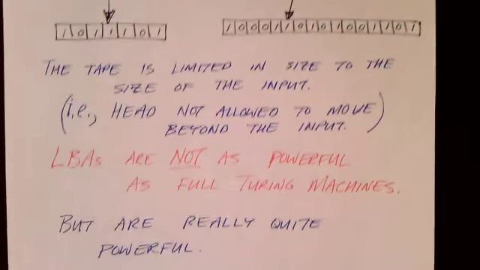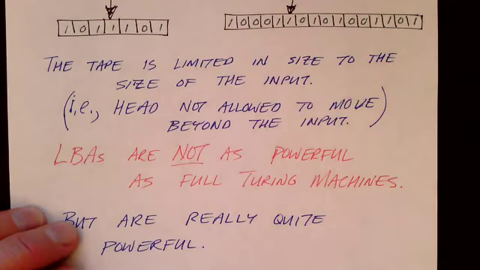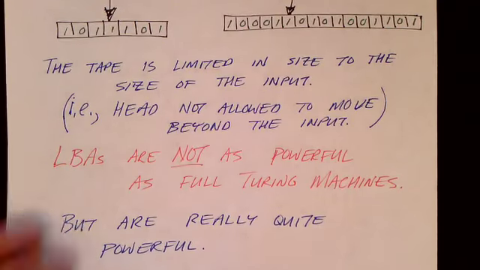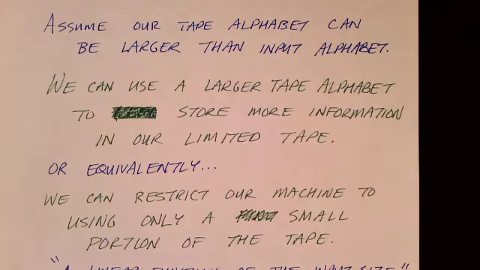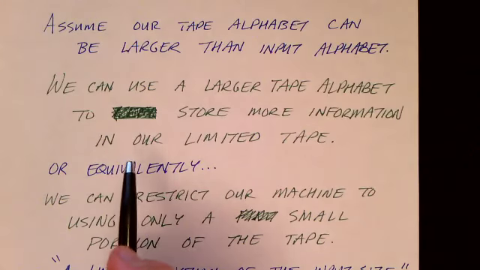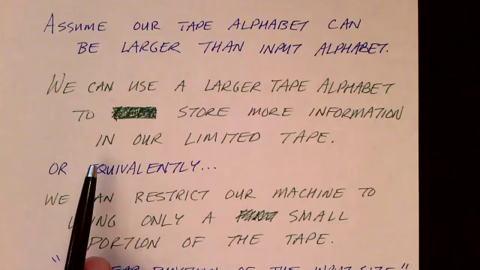It turns out that linear bounded automata are not as powerful as full Turing machines, but they are really quite powerful. It doesn't seem like they should be so powerful because it seems like we've limited their tape to a very small amount, but in fact they're really more powerful than they might first appear. In all other respects, the linear bounded automaton is just like a Turing machine, and in particular we can always have additional symbols in our tape alphabet beyond the input symbols, the symbols that are used to express the input.